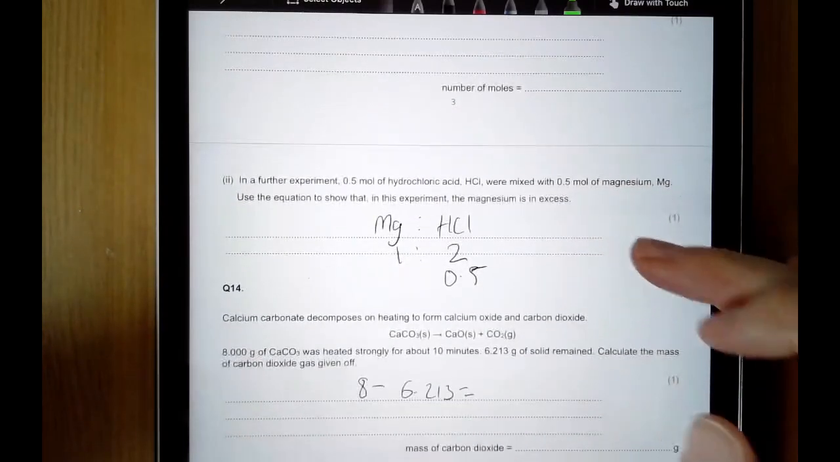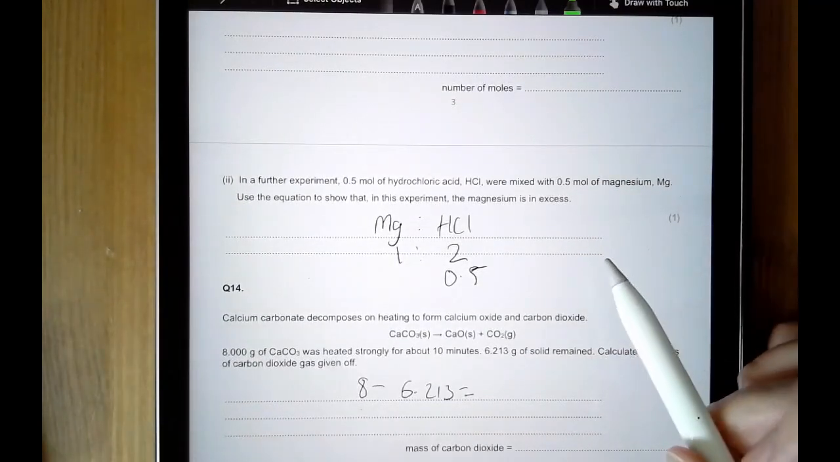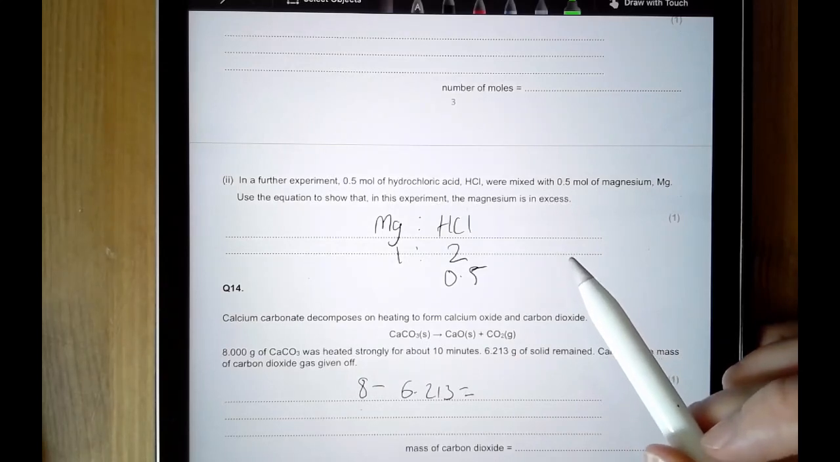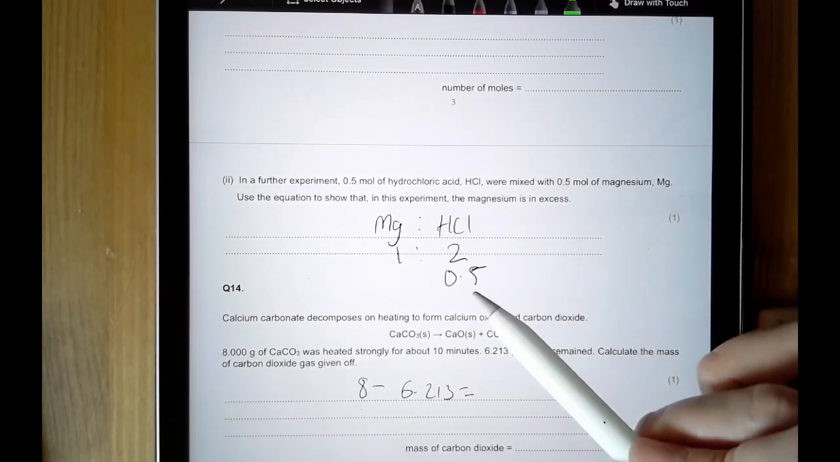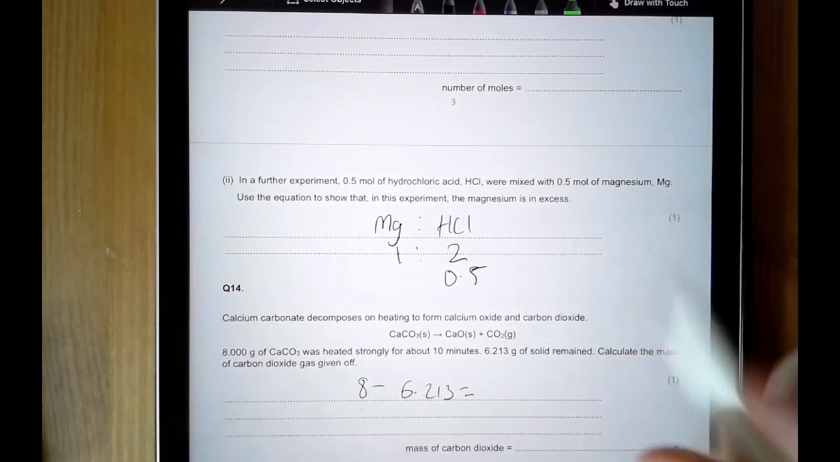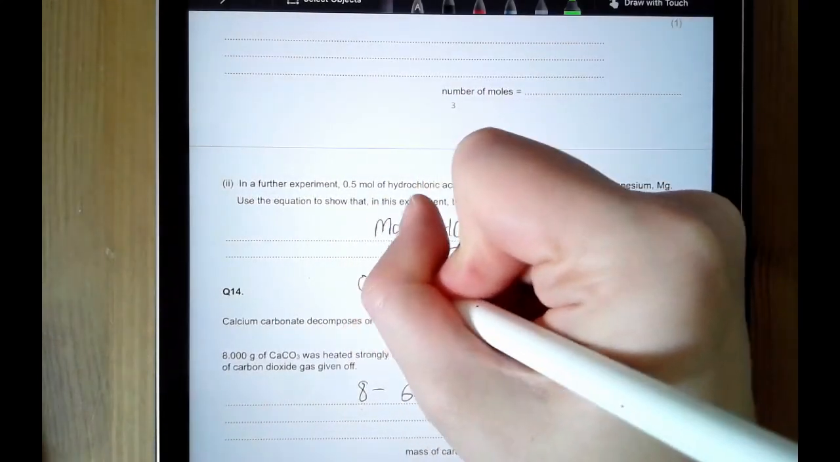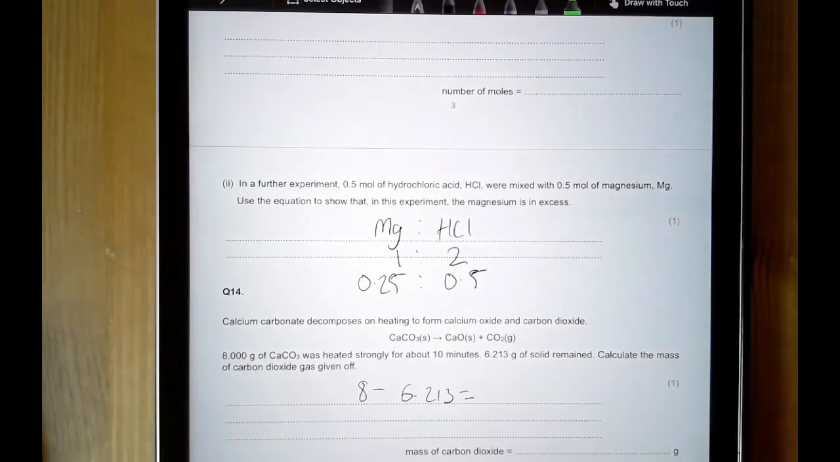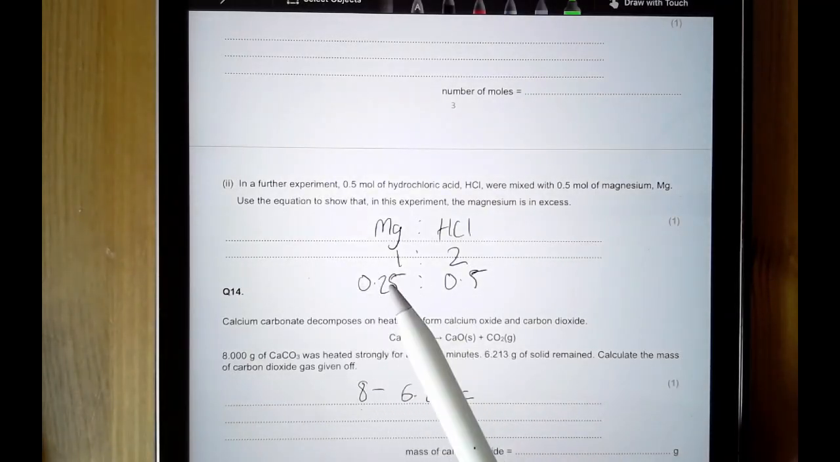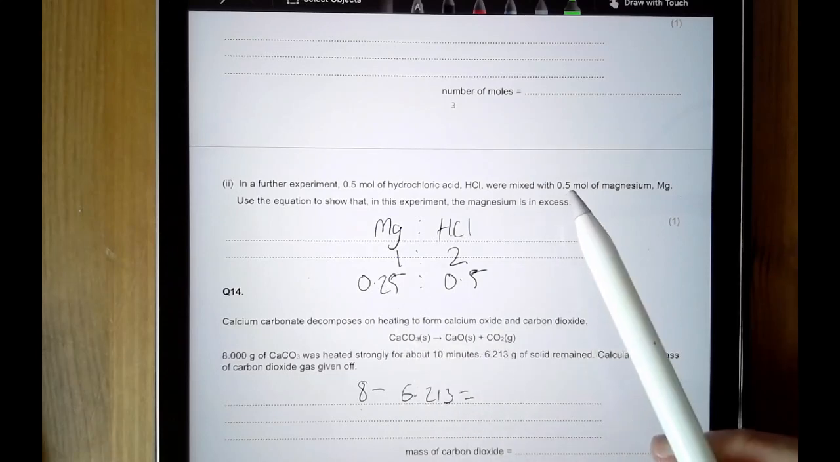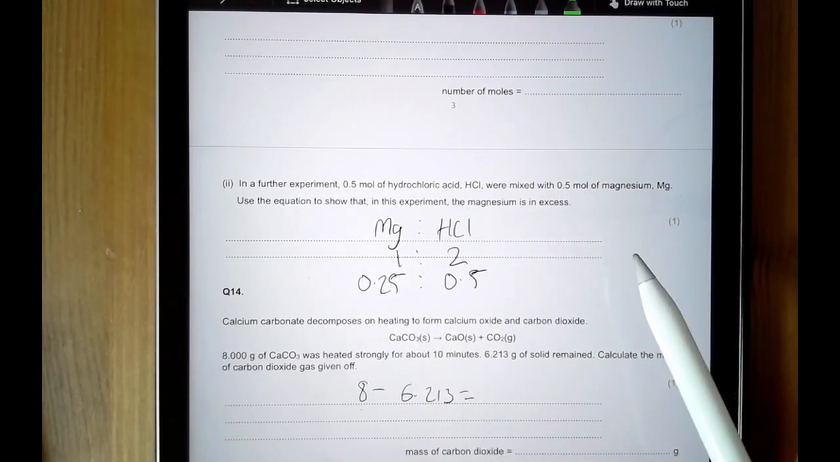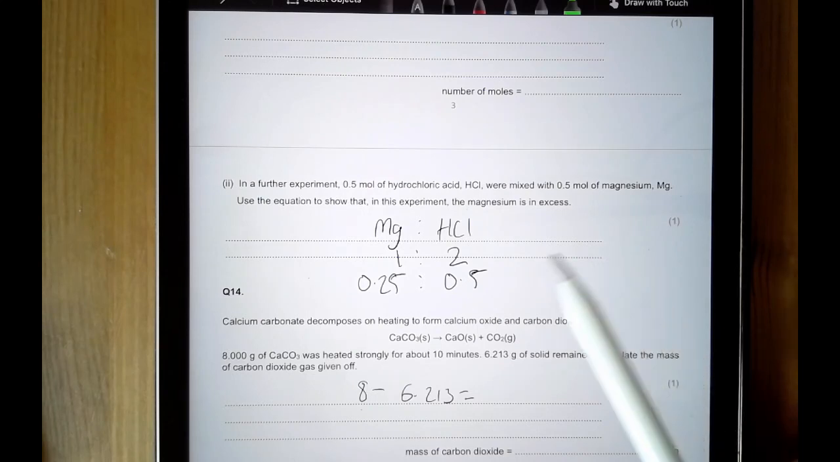And you're asked to show the magnesium is in excess. That just means show me that you've got more magnesium than you need. So I'm starting with 0.5 moles of HCl. According to my ratio, I would only need 0.25 moles of magnesium because I need half the amount of magnesium. But instead of giving me half the amount of magnesium, they've given me an equal amount of magnesium. Therefore, I've got more magnesium than I need. Therefore, magnesium is in excess. So this calculation is all you would need to show.